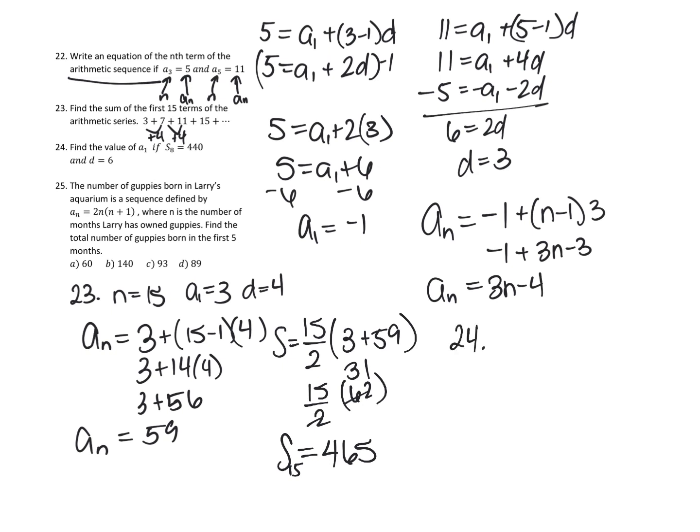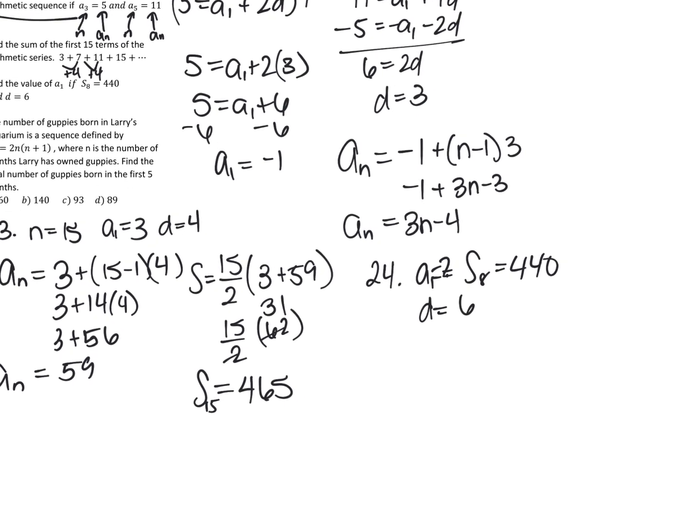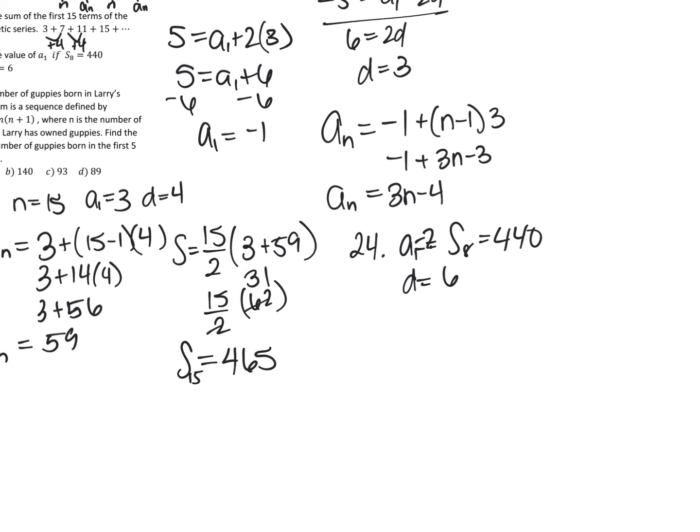Number 24 says find the value of A1 if S8 is 440 and D is 6. So let's look at our equations. We know that S8 means I have the sum. So 440 equals 8 over 2 times A1 plus AN. I don't know either A1 or AN.